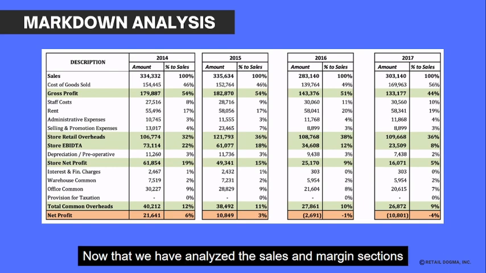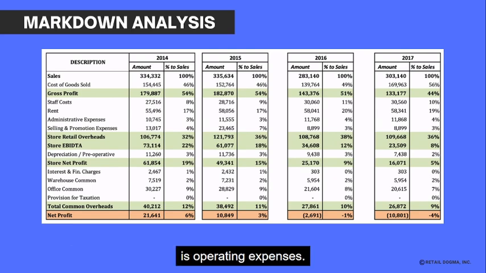Now that we have analyzed the sales and margin sections of the income statement, we move to the next section, which is operating expenses.